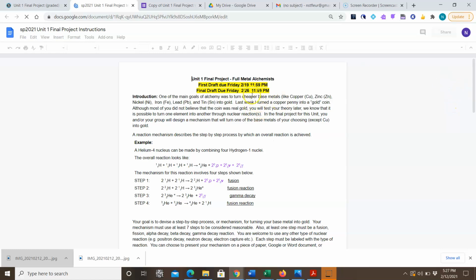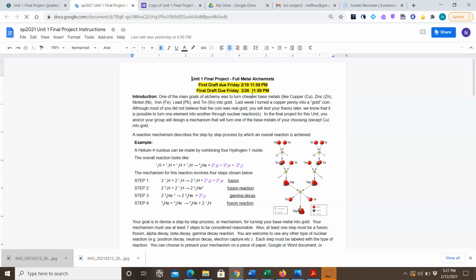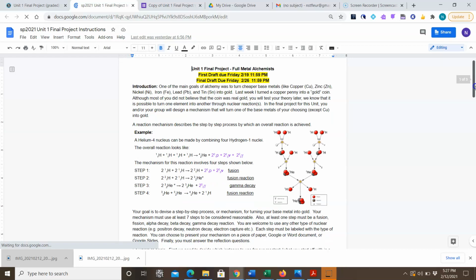Okay, at the top you'll see the due dates. There's a first draft that'll be due on Friday, February 19th, so I can give you all feedback, and then a final draft due a week later, February 26th. So what do you need to do for this project?